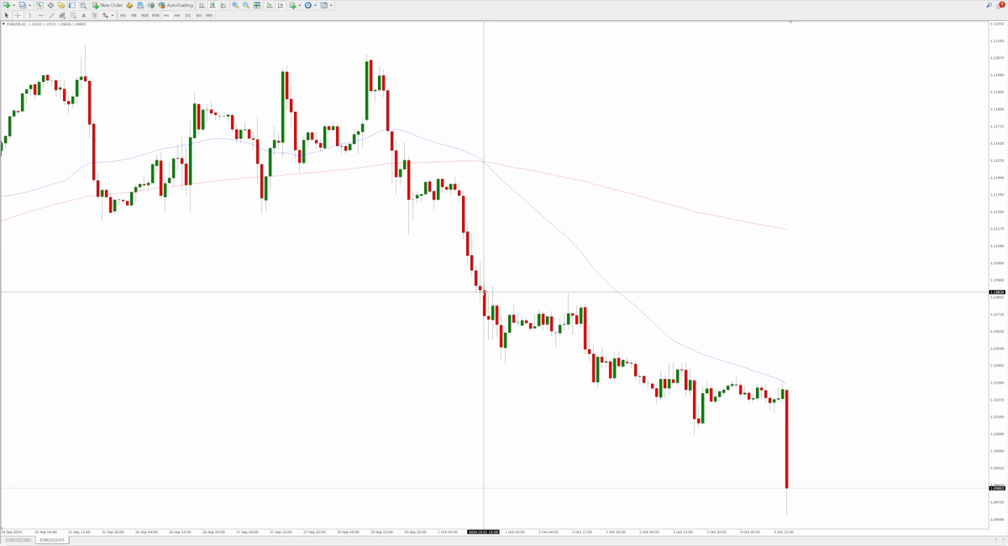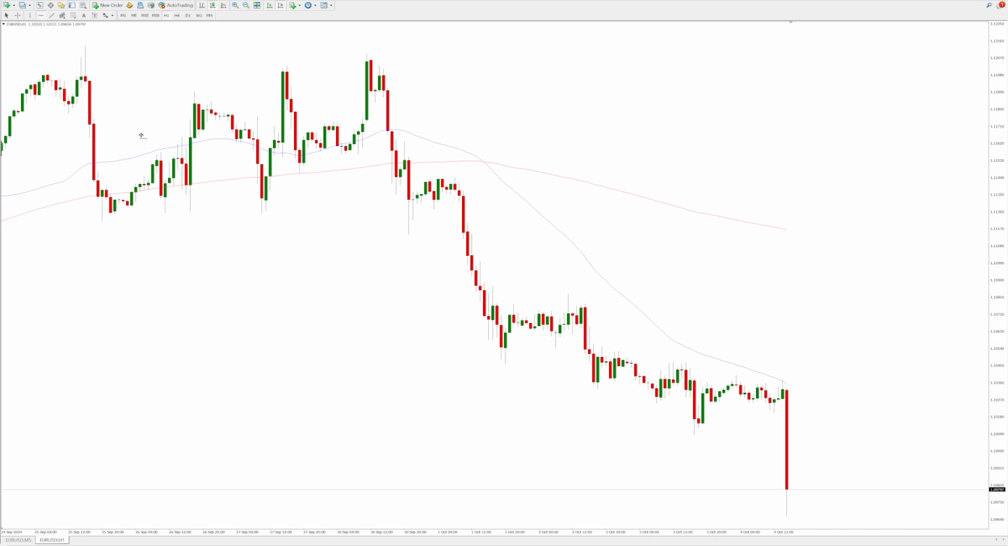You can, as you can see here, had you entered straight away on the cross, you would have been in a decent trade and up over 100 pips. However, I prefer to time my entry with price action analysis, support and resistance, and other indicators.